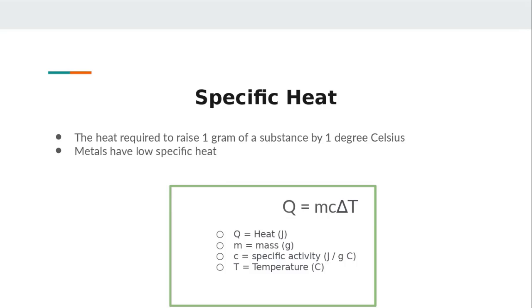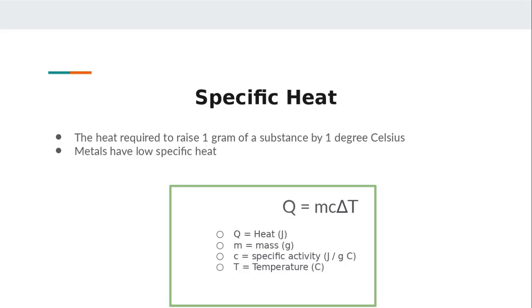Okay, so y'all know that there's plenty of ways to calculate delta H. The first one that we're going to talk about is using specific heat. The equation that we use is Q equals mcΔT, and C is the specific heat. The specific heat is the heat required to raise 1 gram of a substance by 1 degree Celsius.